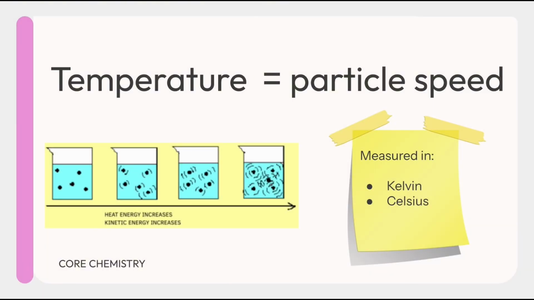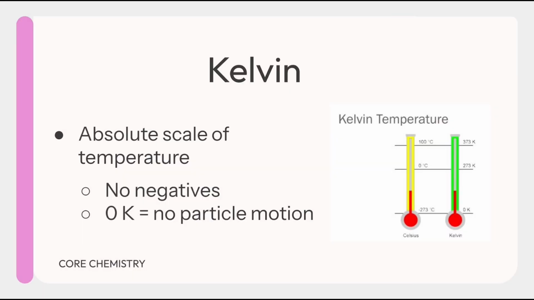Next up is temperature. Temperature tells you the average kinetic energy, or speed, of the particles. It is most commonly measured in Kelvin, although Celsius may be used. However, if Celsius is used, a conversion to Kelvin will be necessary. Kelvin is a temperature scale that starts at absolute zero, meaning particle motion is essentially stopped. There are no negative numbers to show how 0 Kelvin is the lowest amount of motion possible.